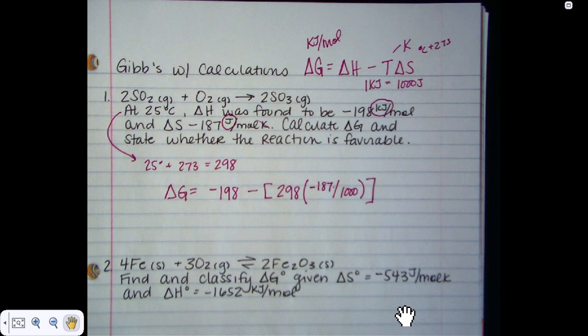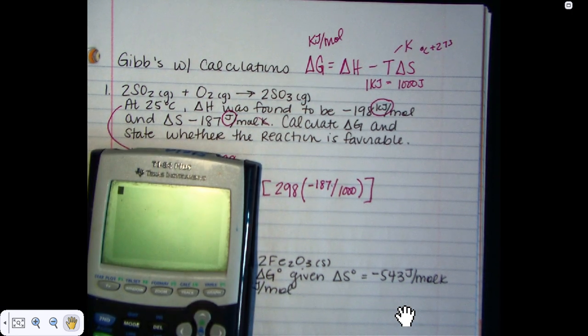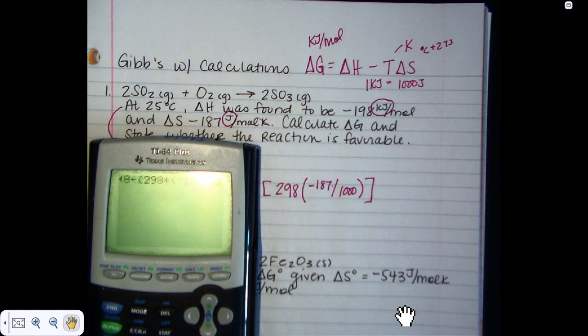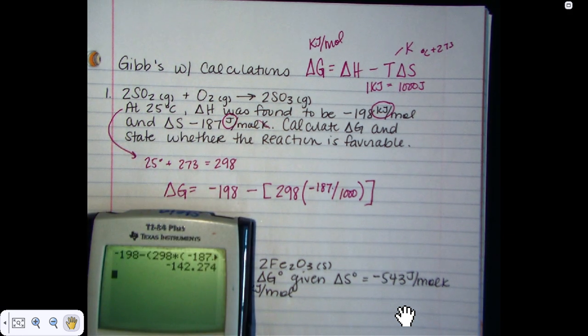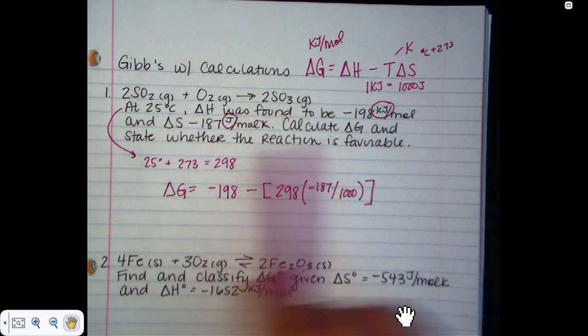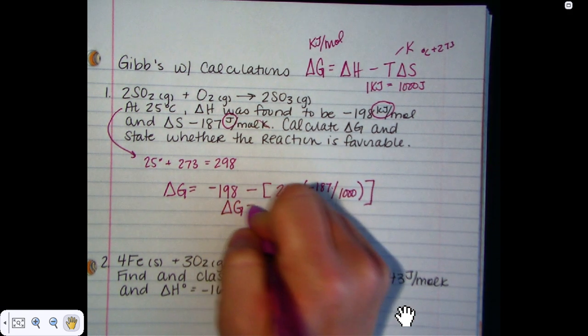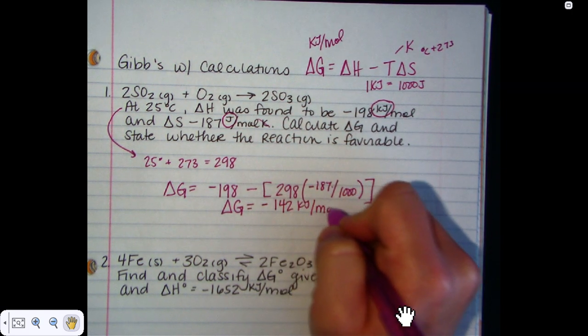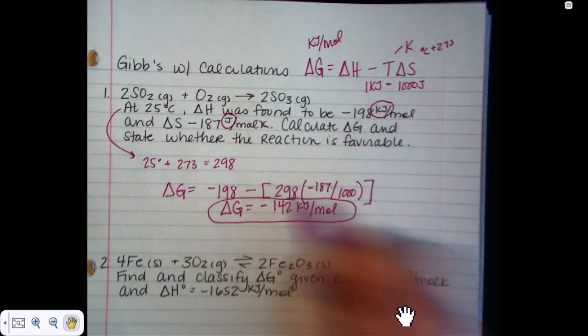All right, and so let's do our math here. So let's see. Negative 198 minus 298 times negative 187 divided by 1,000. All right, and what do I get? It would be helpful if there wasn't a glare. There you go. Negative 142.274. I'm doing addition and subtraction, so my rule is decimal places. None of my values have a decimal place, so I need a nice whole number. Delta G is equal to negative 142 kilojoules per mole. And so if this value is negative, what do I know? It's favorable.